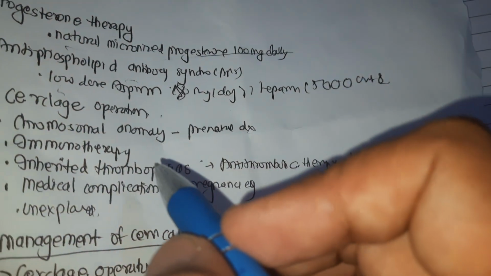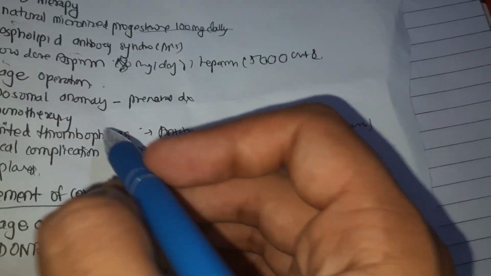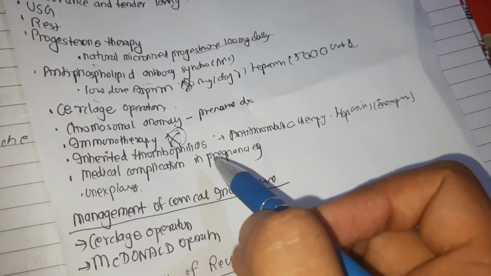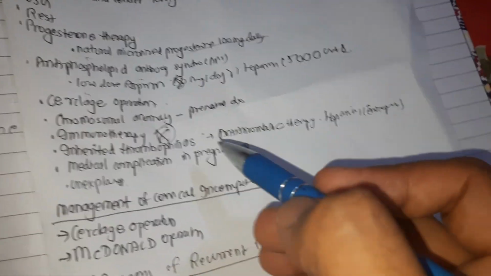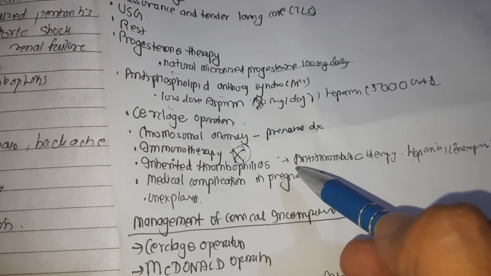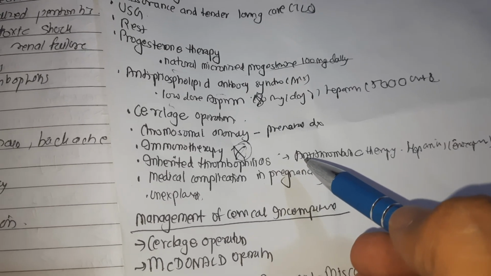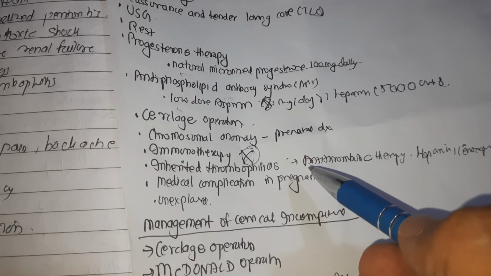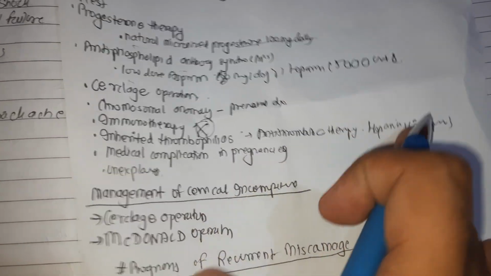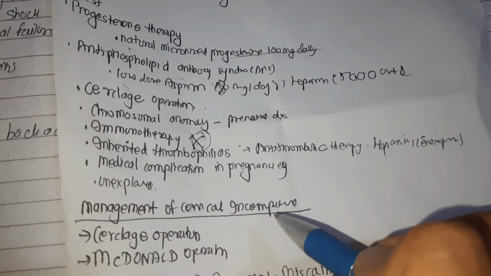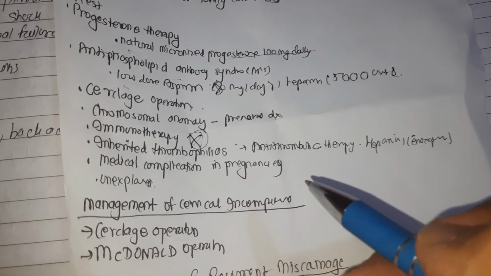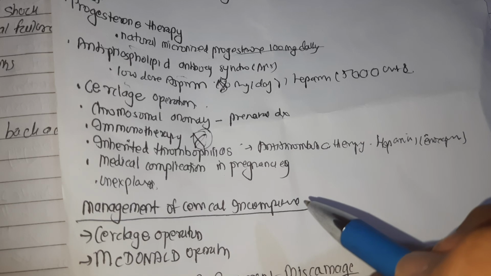And next one is immunotherapy. Any form of immunotherapy is no longer used. And for the inherited thrombophilias, antithrombotic therapy improves the pregnancy outcome. We have to use the heparin 5000 international unit subcutaneous twice daily, or low molecular weight heparin, enoxaparin subcutaneous once daily is preferred and effective. Heparin is given for 34 weeks. And for medical complications in pregnancy, hemoglobinopathies, SLE, cyanotic heart disease, women are advised to delay pregnancy until the disease is optimally treated. During pregnancy, specific management is continued.